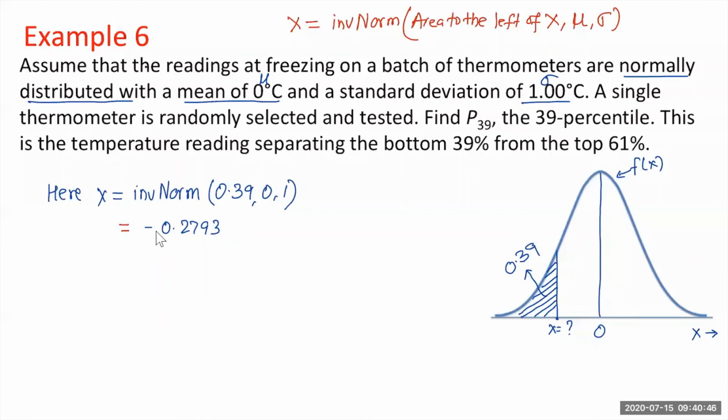The value of x is negative 0.2793 because this is 0 and the values on the left are negative, and that makes sense. So always remember, when you're calculating the x value, you have to use the inverse normal function. You type the area to the left of X, then the mean, and then the standard deviation. Once you put that information in the calculator, you'll get the X value for which the area on the left is the given value. Here, it is 0.39. Let's take one more example so that it will be more clear.